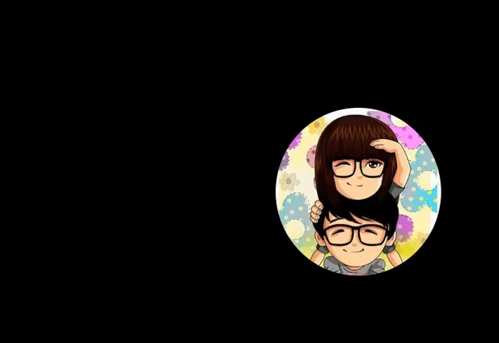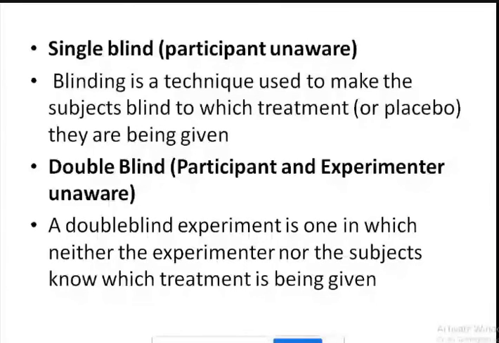This method is very effective. Here, the participants are unaware. Blinding is a technique used to make the subject blind to which treatment they have been given. Like double blind, here the participant and the experimenter are unaware. A double blind experiment is one in which neither the experimenter nor the subject knows which treatment they have been given.